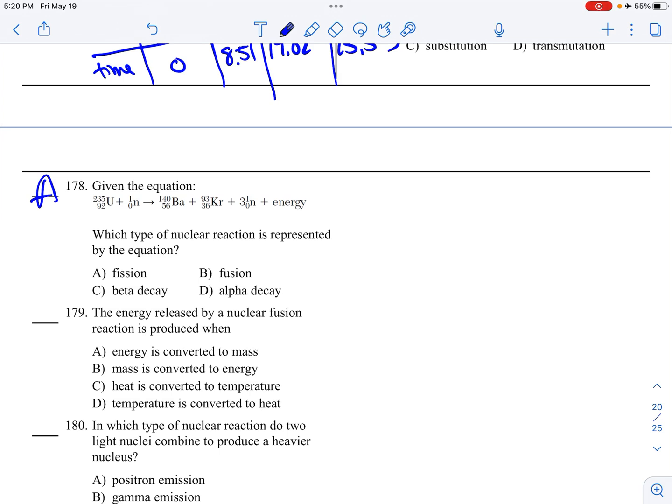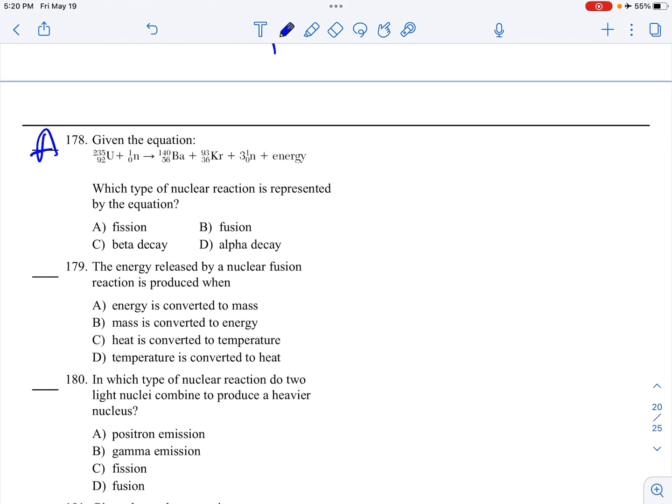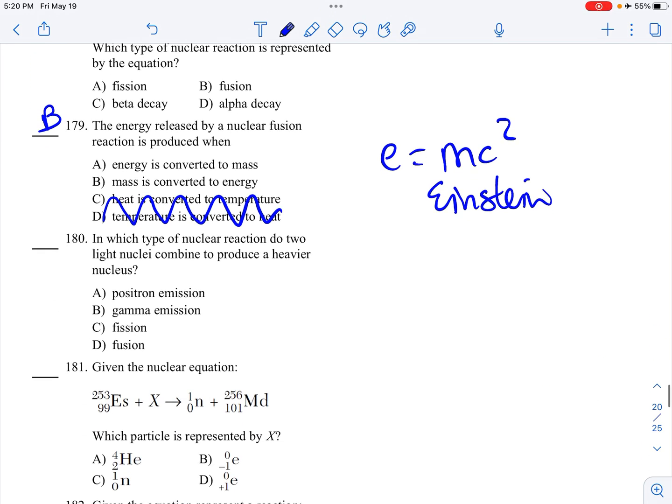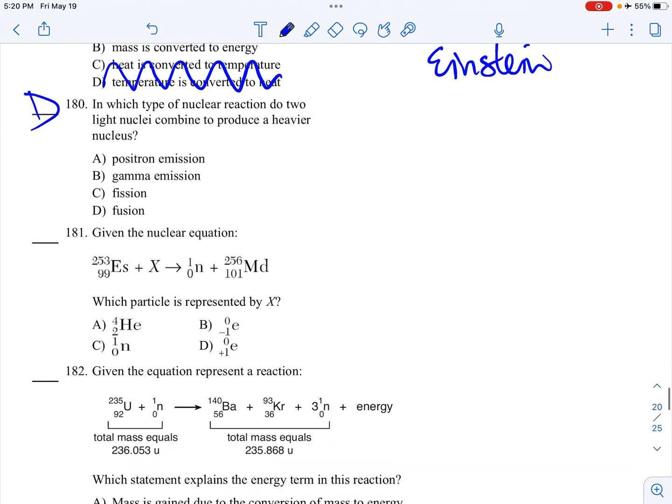178. Energy released by a fusion reaction is produced when? Well, it's nuclear, and the whole point is about energy. So you're taking the mass that was stored in the nucleus and we are converting it to energy. We talk about E equals mc squared. This is Albert Einstein. This is what he was talking about. Which type of nuclear reaction do two light nuclei combine to form a heavier nucleus? This is called nuclear fusion, fusing together.